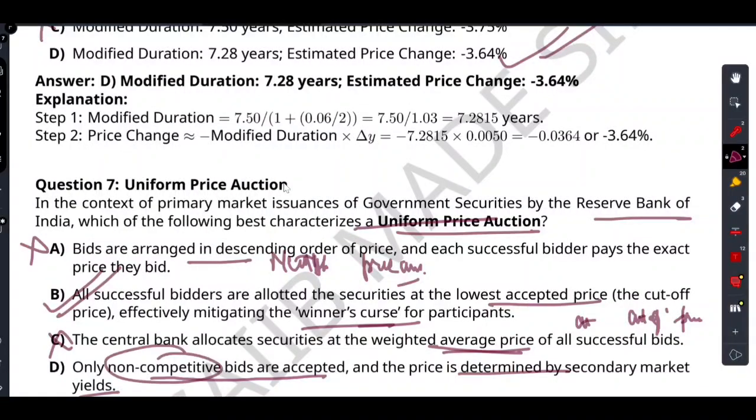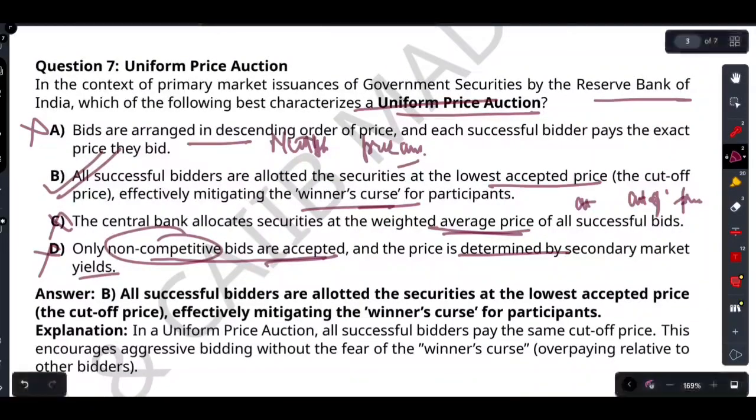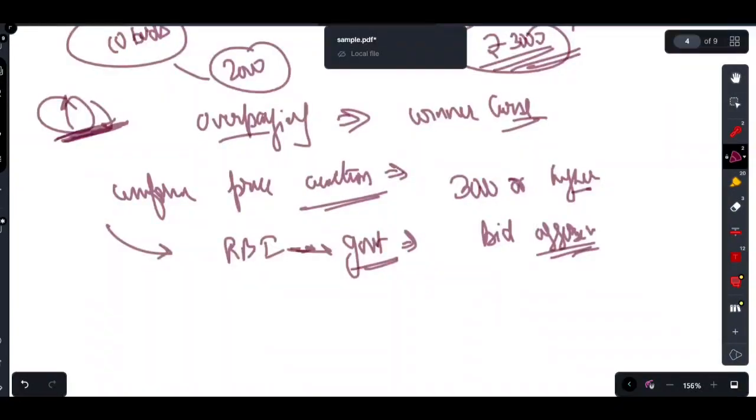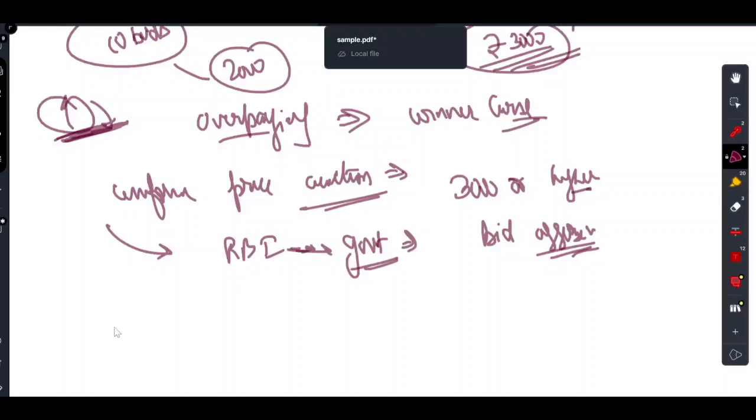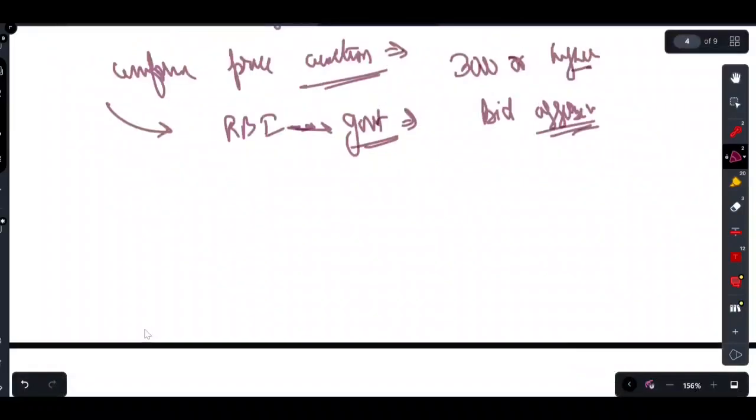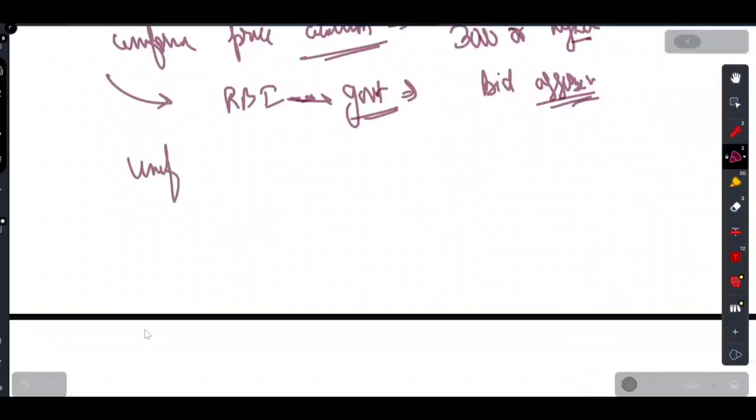They say that only non-competitive bidding is accepted. No, competitive bidding is accepted. So when you see the word uniform, to remember this, let me tell you a trick. Whenever you see this word uniform, just think of a school uniform, right?